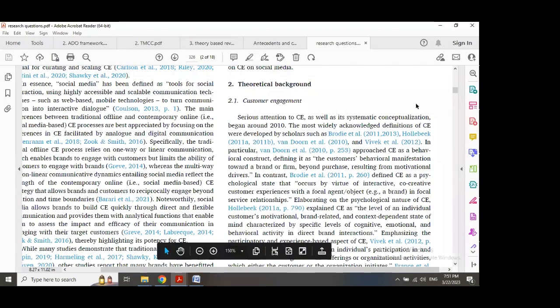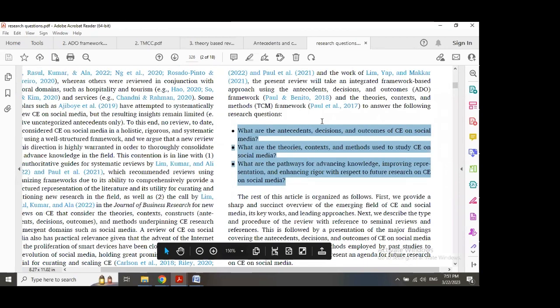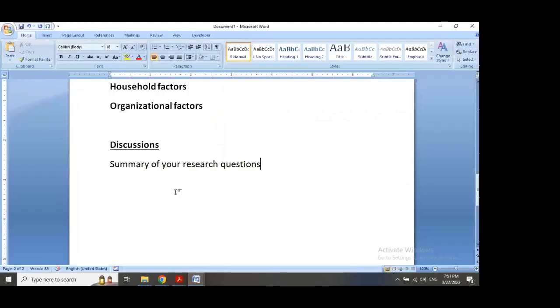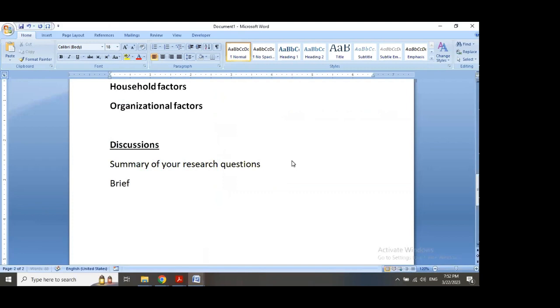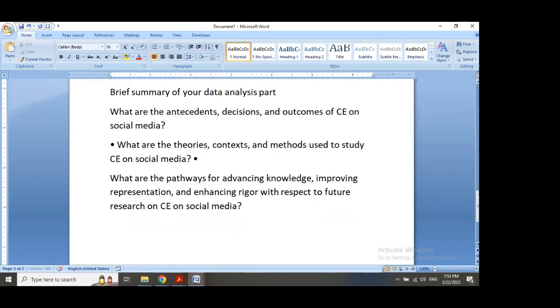I told you that we had certain research questions, like, let's say these are our research questions, right? So in this discussion part, we have to write how we have attained these research questions with the help of your SLR, or it's a brief summary of your data analysis part. This is also a very, very important part. You have to be very careful when you are writing this.